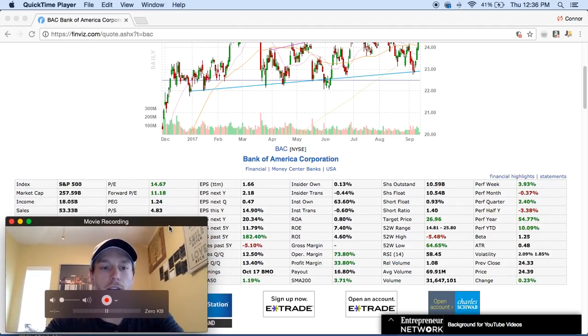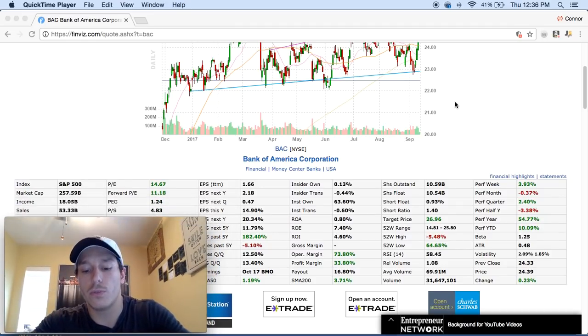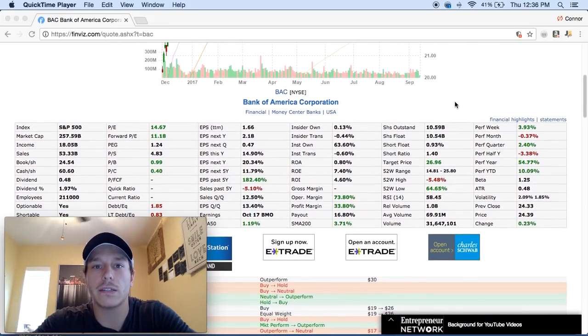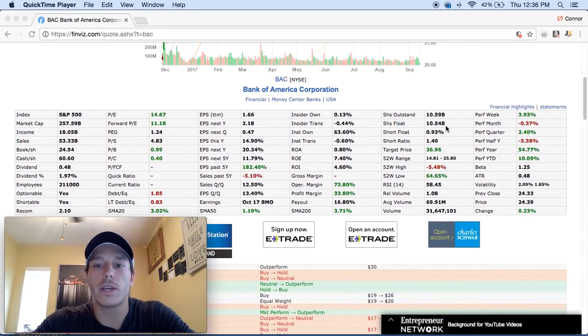Okay, so taking a look at FinViz, let me move this down in the left-hand corner. The first one I'm on is Bank of America, BAC. If you look at where my cursor is, I'm circling right here. That is the share float column.